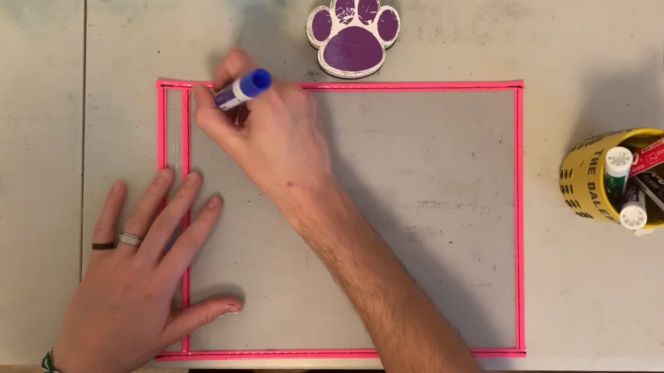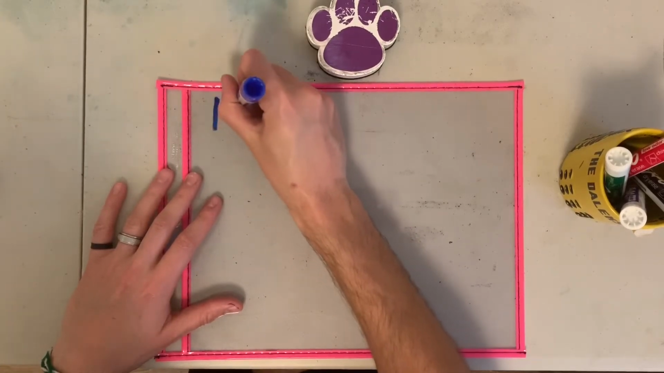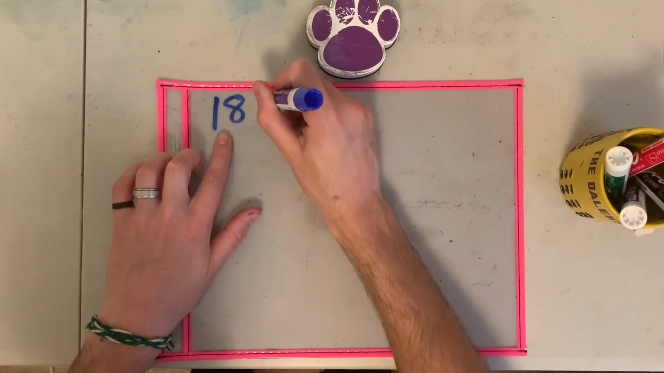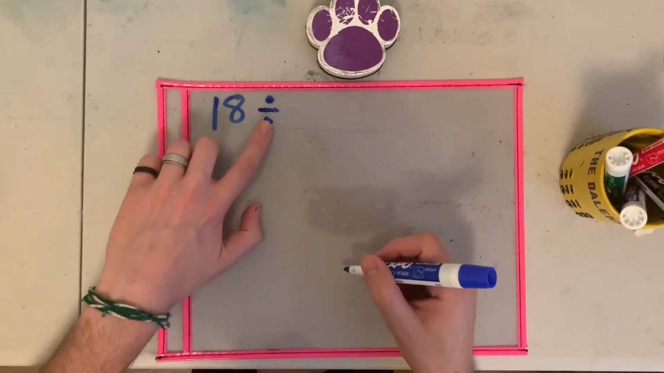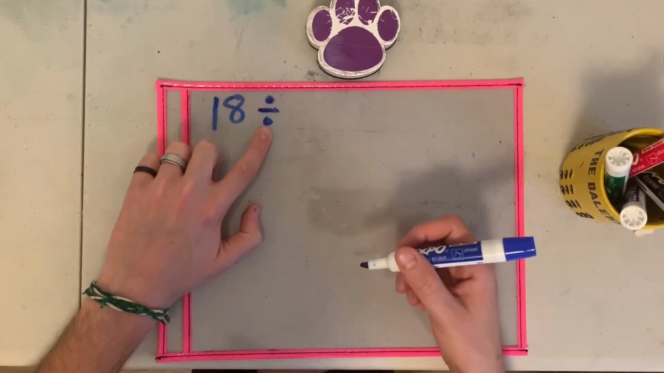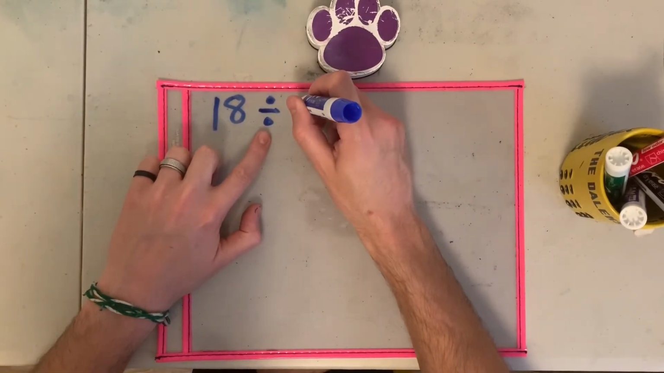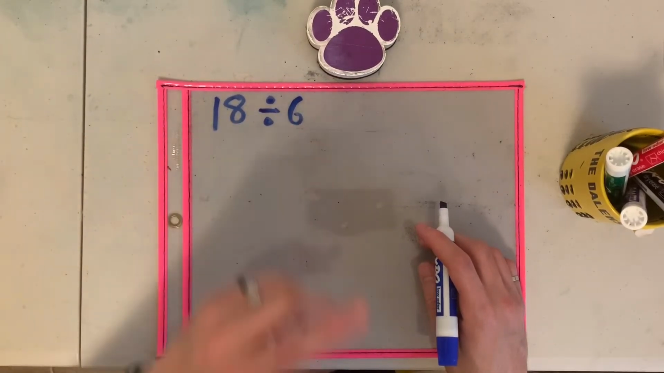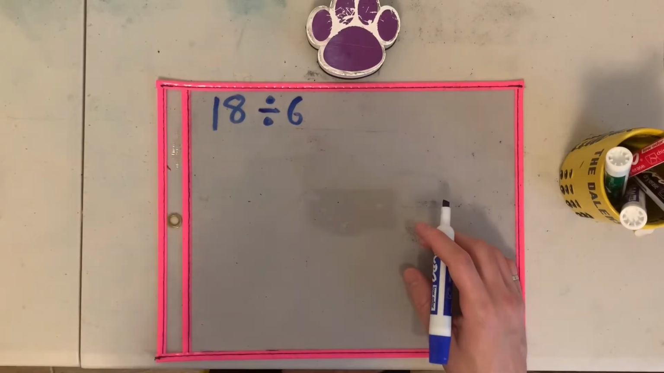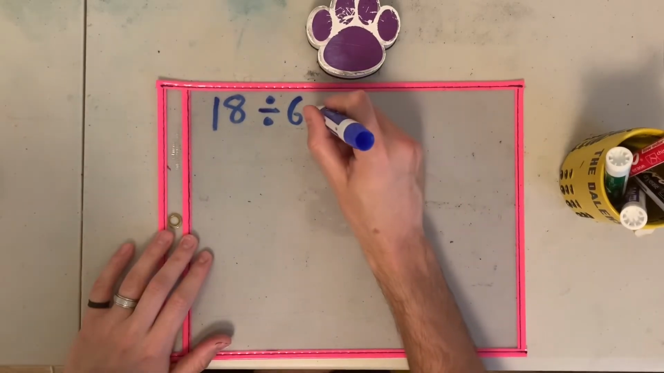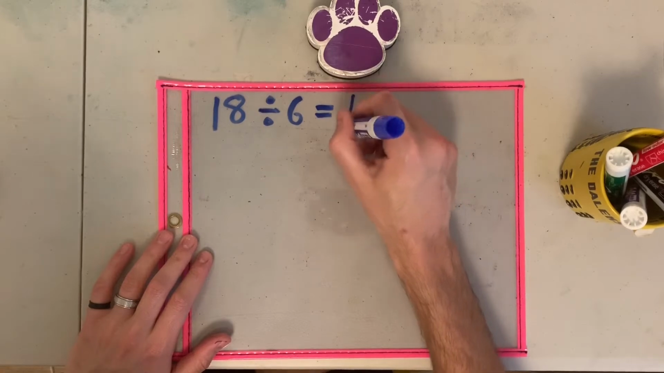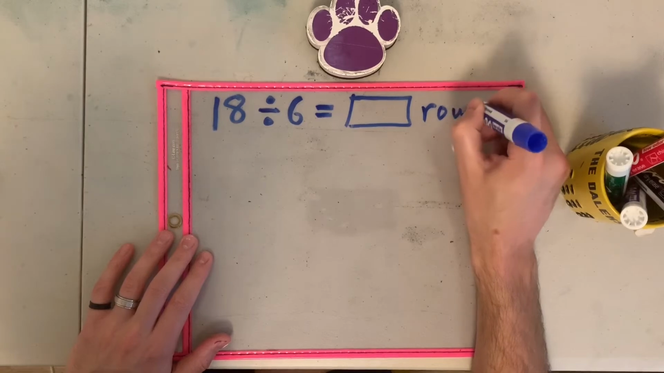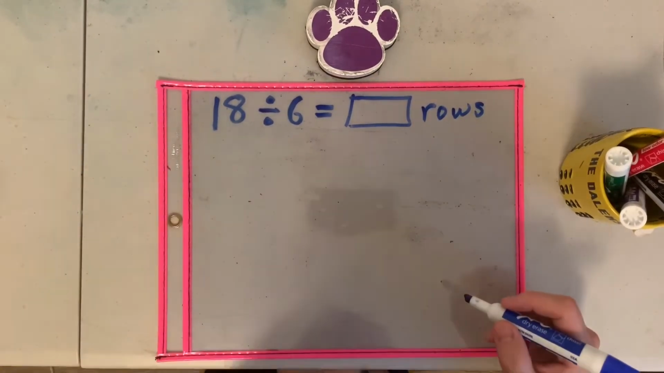So we know that Sean planted 18 flowers. Sean plantó 18 flores. And we're going to divide. We're going to divide 18 flowers with 6. Because Sean put 6 flowers on each row. En cada fila, él puso 6 flores. The question is, how many rows of flowers Sean planted? ¿Cuántas filas de flores?